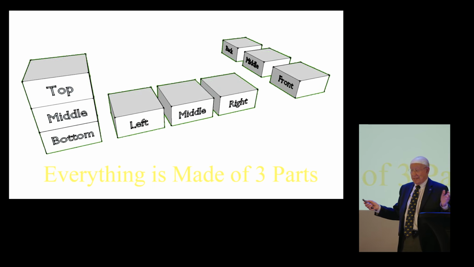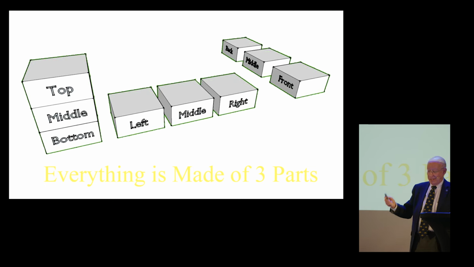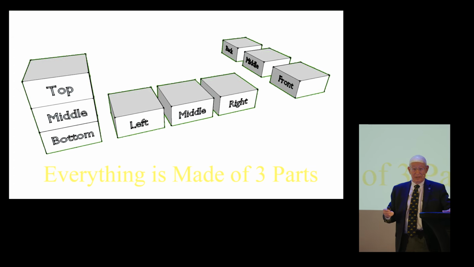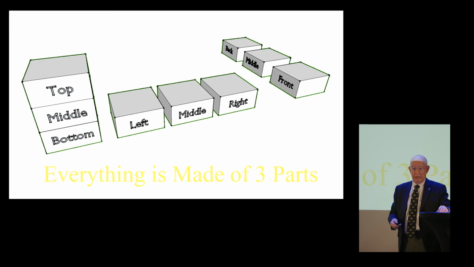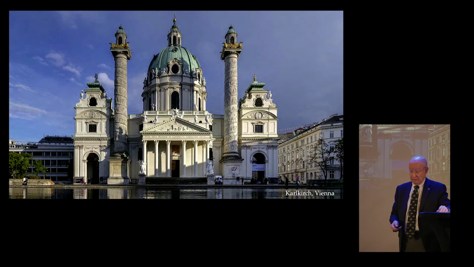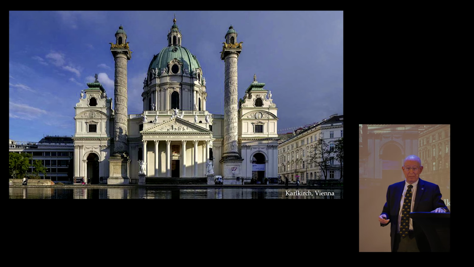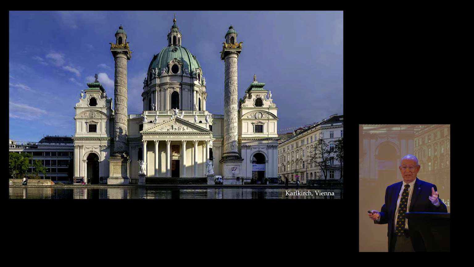So everything is made of three parts. Everything has a top, a middle, and a bottom, a left, a middle, and a right, a back, a middle, and a front. That's very, very important. I can start explaining how this fits into some kind of neuroaesthetic model of how we capture the environment. Most of these things really come from a brain processing standpoint. What I'm talking about is the effects of how the brain processes the environment.